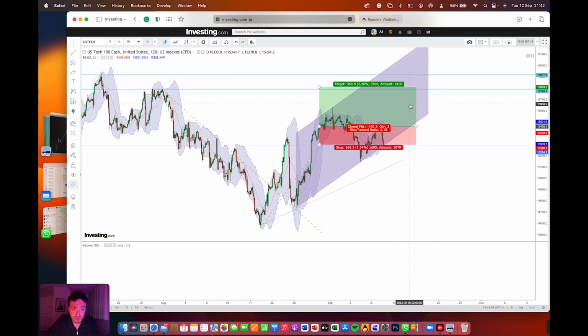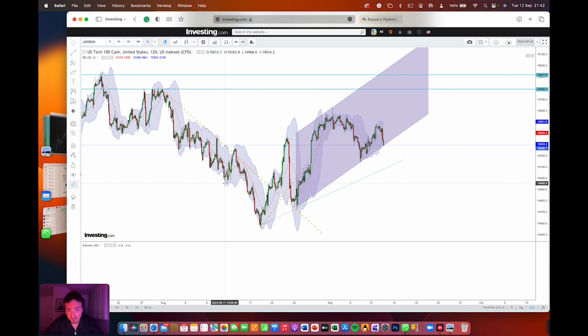So what I have done here, let me first remove this one, is show you the uptrends in this channel. We have different time frames and different lines. What I would like to show here is this line, which, as you can see, is the rising channel support for the end of August.